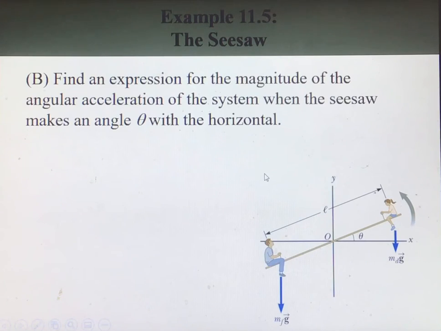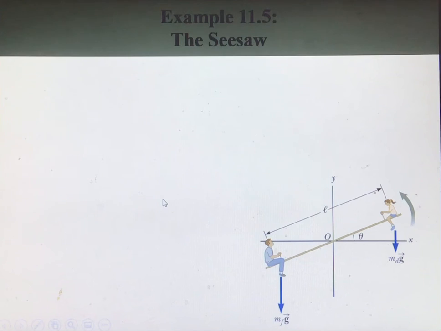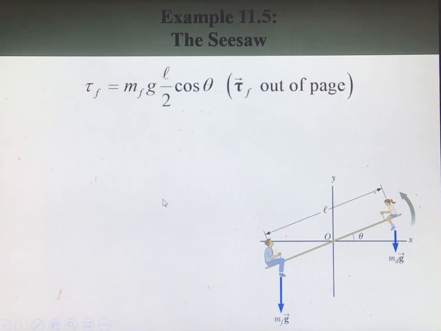Now for part B, I'm going to find an expression for the magnitude of the angular acceleration of the system when the seesaw makes an angle of theta with respect to the horizontal. If I want to find the angular acceleration at this particular configuration, the first thing I need to do is calculate the torque from the father. So the torque is mass times gravity times L/2 times cosine of theta.